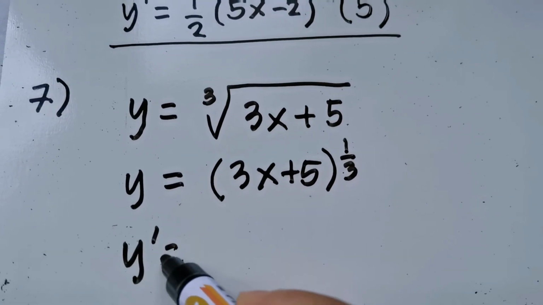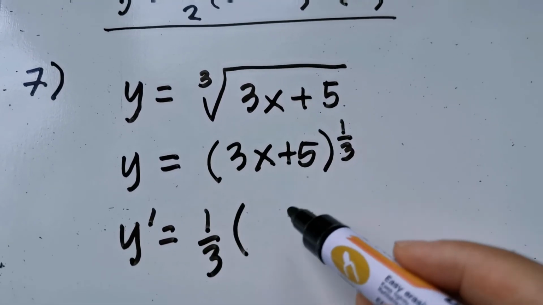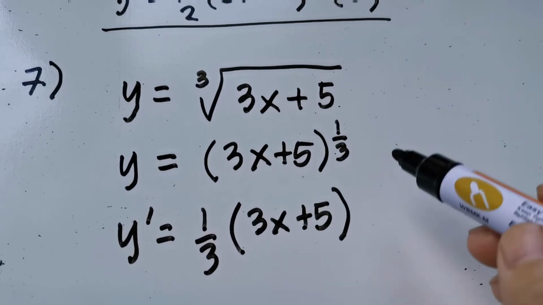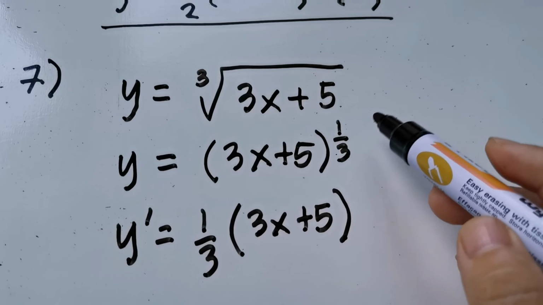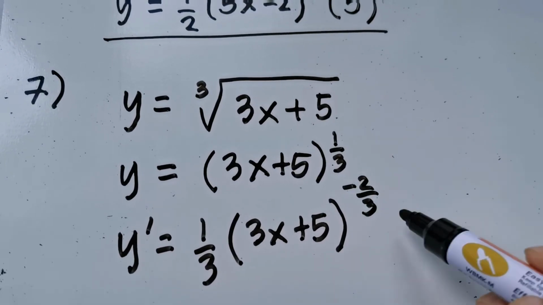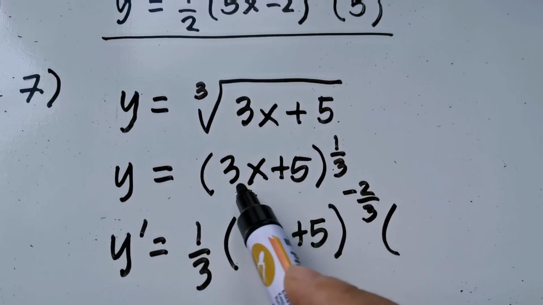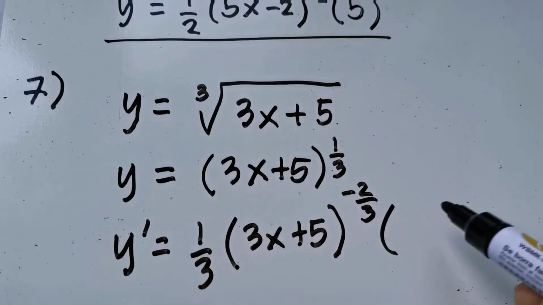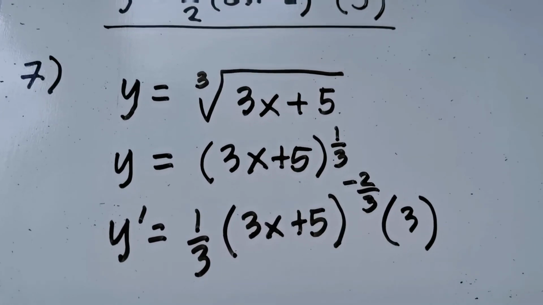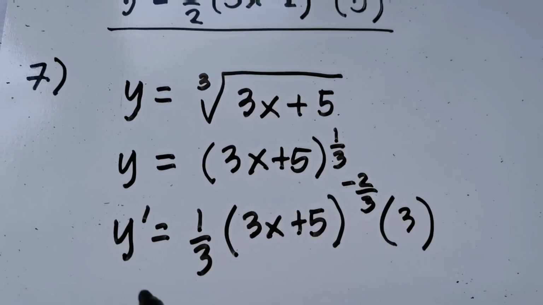Then get the derivative. We have 1/3 times 3x plus 5. Then we will subtract 1 from the 1/3. We have negative 2/3. Then times the derivative of the inner function. The derivative of 3x is 3. Then the derivative of 5 is 0, so we don't need to write 0 anymore.